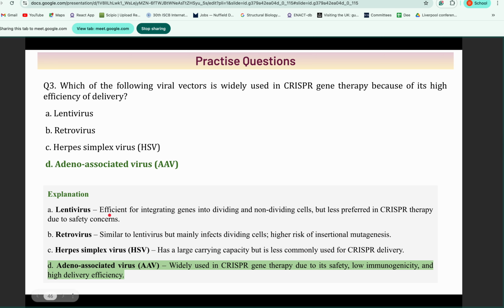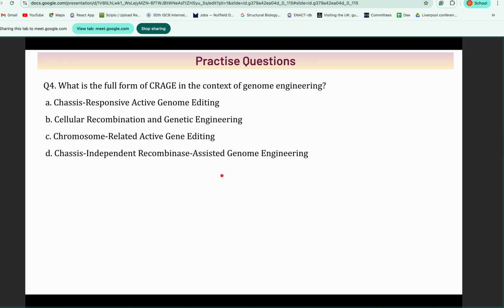Whereas if we talk about lentivirus, it is efficient for integrating genes into dividing and non-dividing cells, but it is less preferred in CRISPR. If we talk about retrovirus, the viruses which have RNA as genetic material, they have a high risk of insertional mutagenesis. And if we talk about herpes simplex virus, although it has a large capacity, it is less commonly used. The right answer is adeno-associated virus.